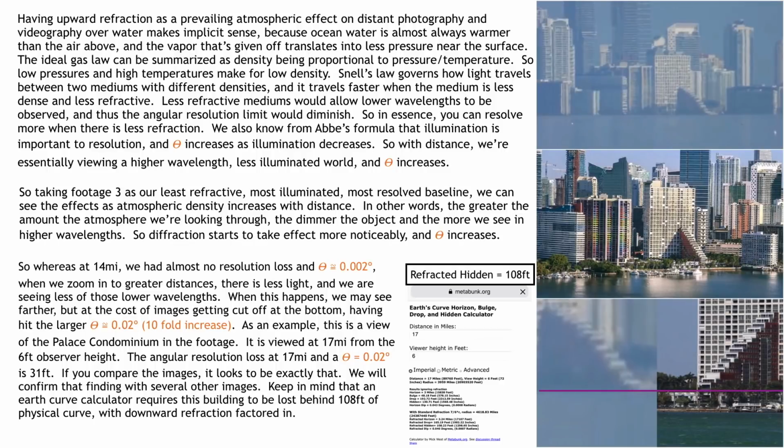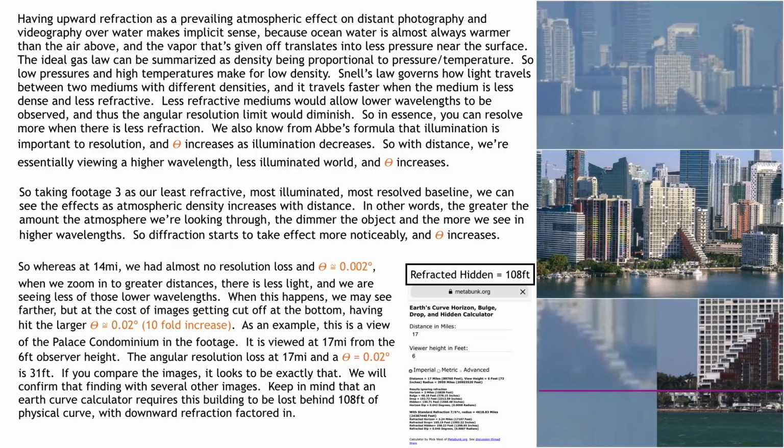Snell's law governs how light travels between two mediums with different densities, and it travels faster when the medium is less dense and less refractive. So less refractive mediums would allow lower wavelengths to be observed, and thus the angular resolution limit would diminish. So in essence, you can resolve more when there is less refraction. And the reason that's important is because within this footage that was captured on this particular day, there's almost no diffraction observed all the way to 14 miles.